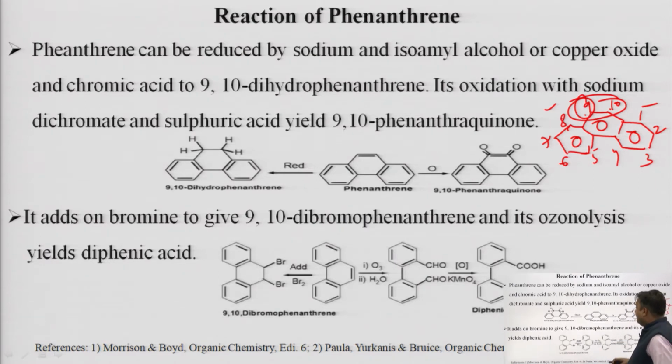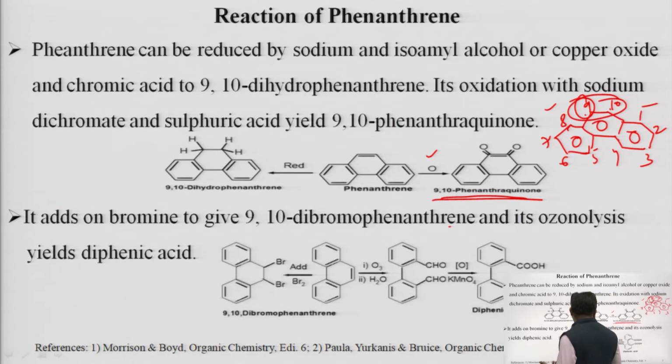If we are talking about reduction, phenanthrene can be reduced by sodium and isoamyl alcohol, or copper oxide and chromic acid, to 9,10-dihydrophenanthrene. Its oxidation with sodium dichromate and sulfuric acid yields 9,10-phenanthrenequinone. As you can see, oxidation occurs in the presence of sodium dichromate and sulfuric acid, and we get 9,10-phenanthrenequinone as a product, while on reduction with sodium and isoamyl alcohol or copper oxide and chromic acid, we get the 9,10-dihydrophenanthrene ring.